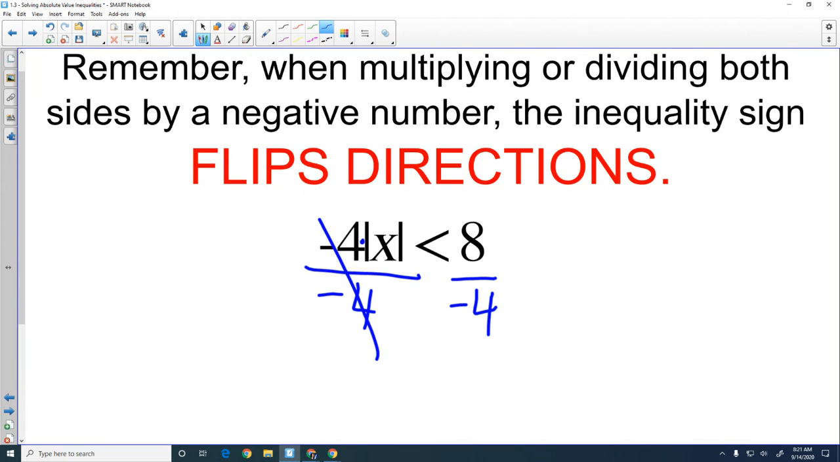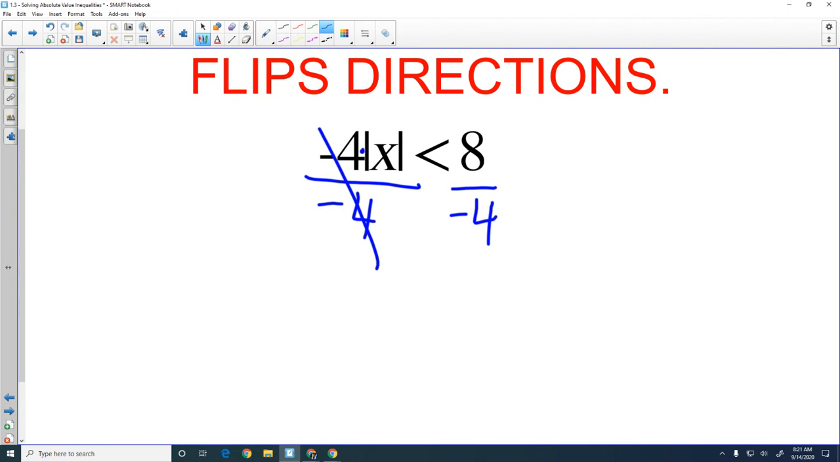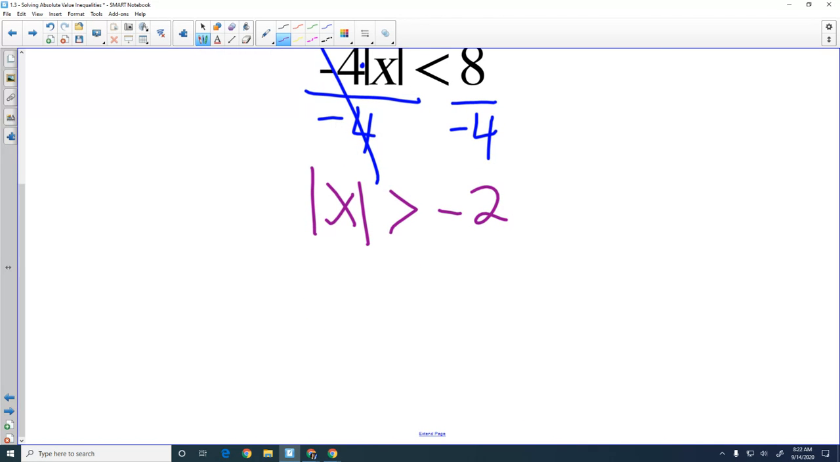And there, the negative 4's cancel out, and I'm left with just x, or the absolute value of x. Now on the right side, 8 divided by negative 4 is negative 2, but please, please, please be careful. It is no longer a less than symbol. This changes now to a greater than symbol because we divided both sides by a negative number, by negative 4. So that inequality will change. So you have the absolute value of x is greater than negative 2.